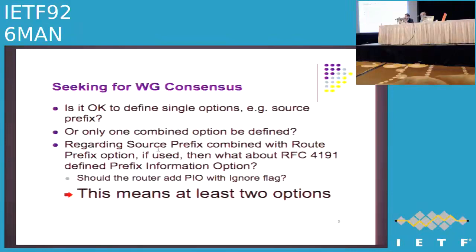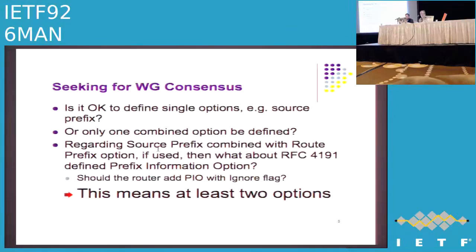Now if we get into the solutions, we have a couple of solutions. There was this next hop array solution draft, and then I separated the source prefix solution into a separate draft, and we noticed that Fister also came up with a similar solution, but using different types of options. Now, these questions I'm asking in the name of draft Fister, because he is saying that we should not define any single options like source prefix, but rather only combined prefixes. So I'm asking, is it okay to define single options, or should only combined options be defined?